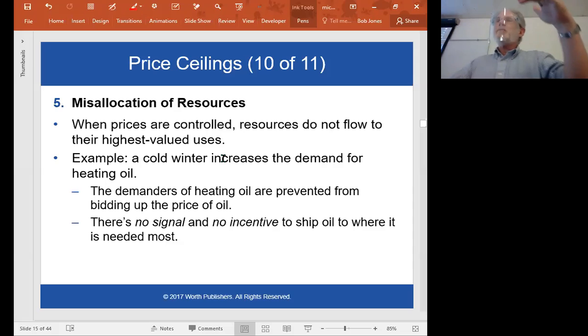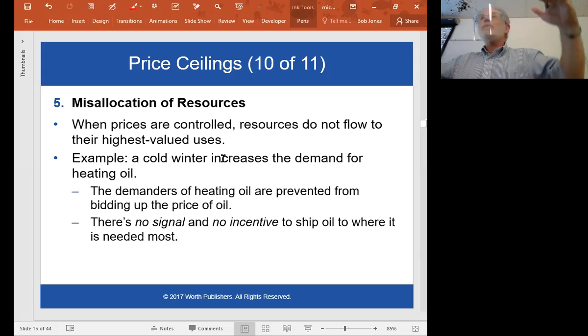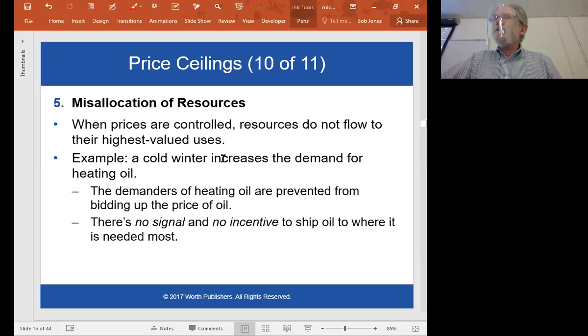And it happens because producers see the difference in prices, and the prices will adjust. But if the government says, oh no, that's not fair, we're going to keep the prices down, then the people in Los Angeles who are heating their swimming pools, which we would generally think is not as important as somebody heating their home and not freezing to death.